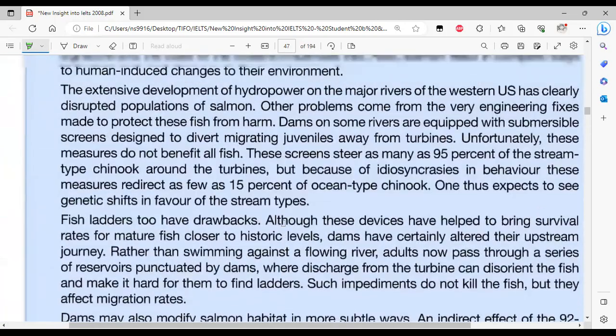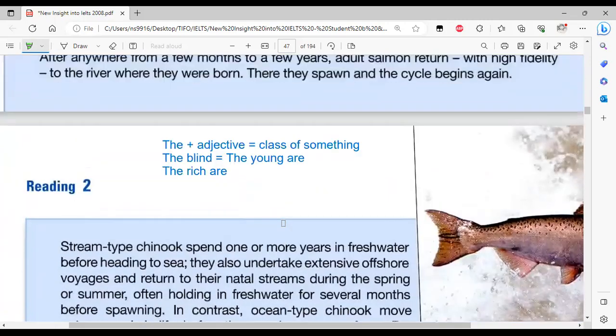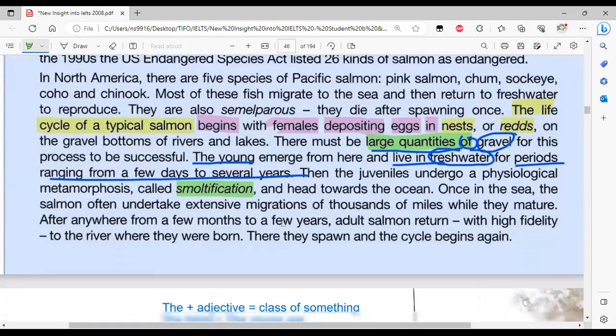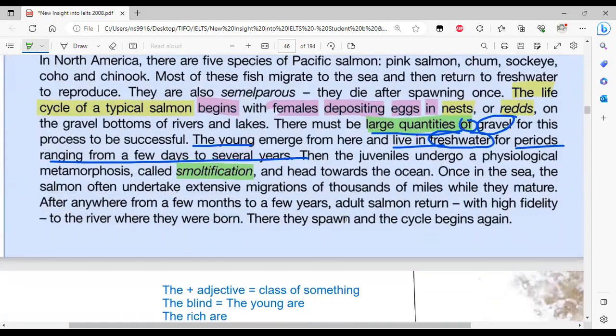Okay great. Now here we have, and they head towards the ocean, it means that they go to the ocean. Once in the sea, the salmon undertake extensive migration. Now this is the migration that he talked about, of thousands of miles while they mature. They mature, it means they become adults. Clear? Okay, while they mature.